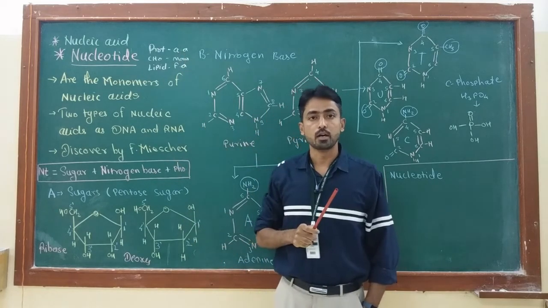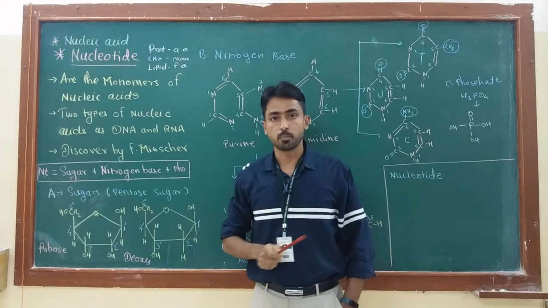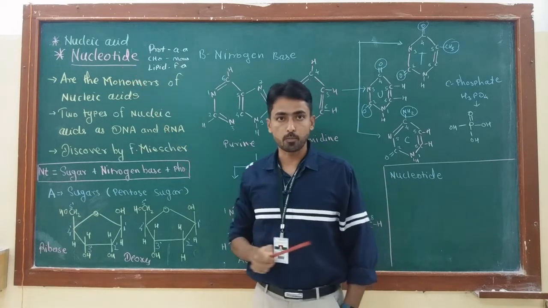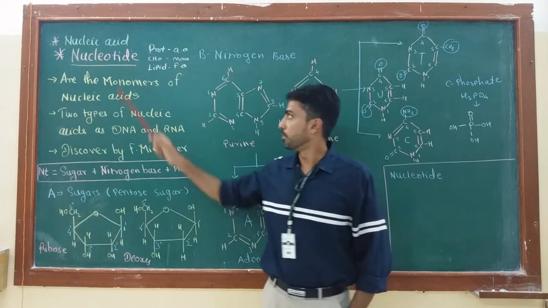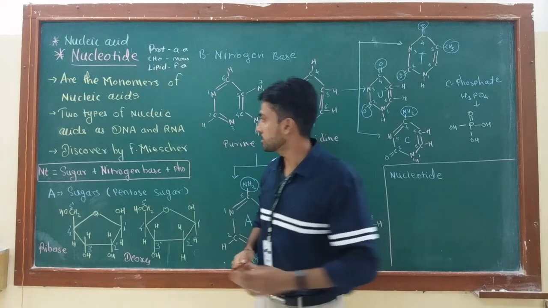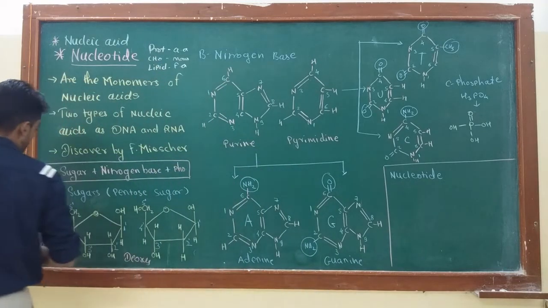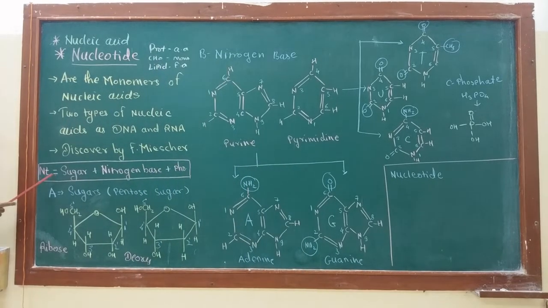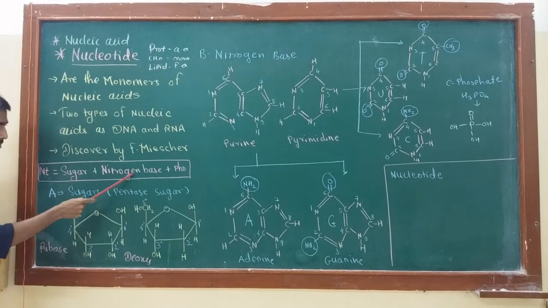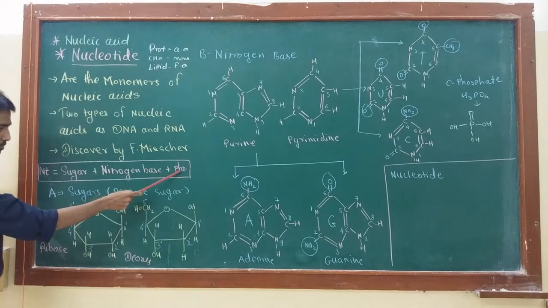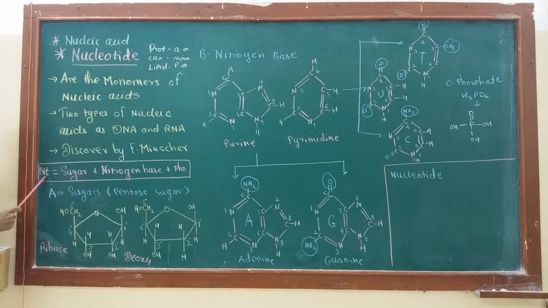In the same way, nucleic acid is a polymer of nucleotides. Both types of nucleic acid, that is DNA and RNA, are made up of nucleotides. Nucleotides are composed of a sugar, which is a pentose sugar or 5 carbon sugar, a nitrogen base, and phosphorus. One sugar combined with a nitrogen base and a phosphorus produces a nucleotide.